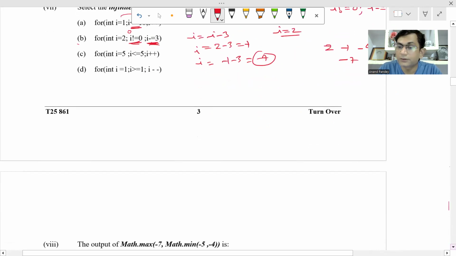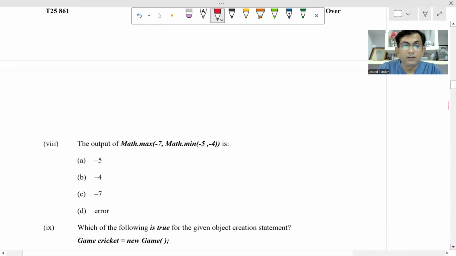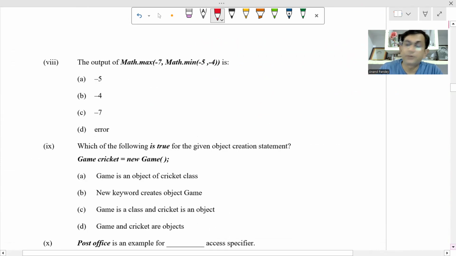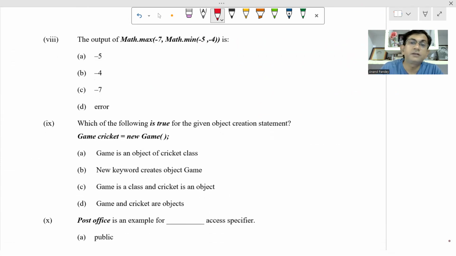Okay. Now coming to the next question. Question number 8. The output. That's mathematical function max, min. So here, you can see two functions, max and min. Min is inside the bracket. If you're getting functions within brackets in this sequence, the innermost bracket function will execute first. Here min will execute, then max will execute. जो innermost bracket में function होता है पहले वो execute होता है. So here min will be executed first.